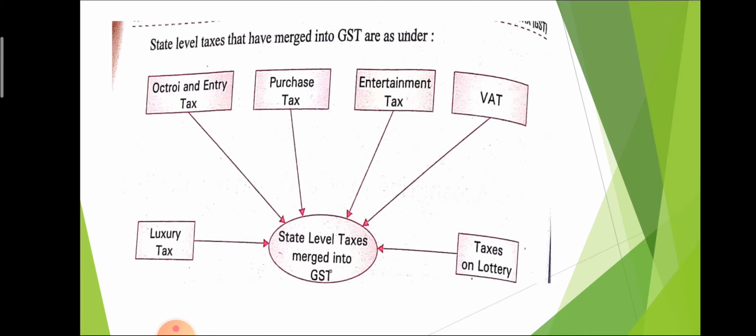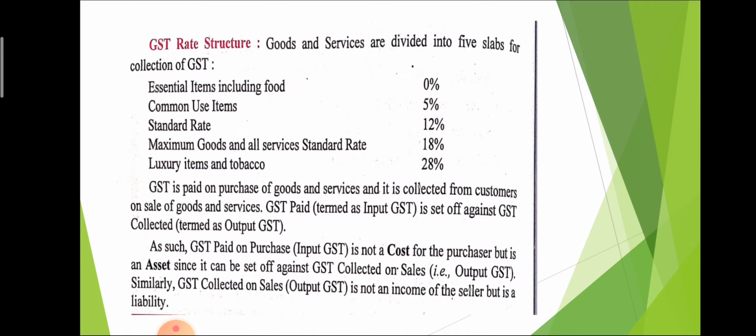So GST is mainly classified into two types, CGST and SGST. CGST is the combination of three types of indirect taxes and SGST is the combination of six types of indirect taxes. GST rate structure: there are 5 slabs of GST. Essential items 0% GST, common use items 5% GST, standard rate 12%, maximum goods and all services standard rate 18%, and luxury items and tobacco 28%.